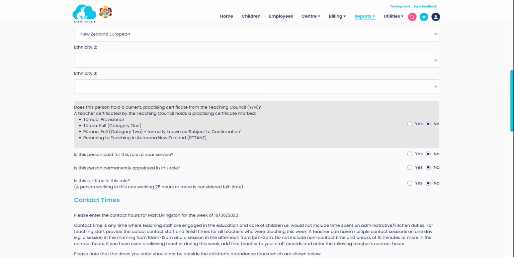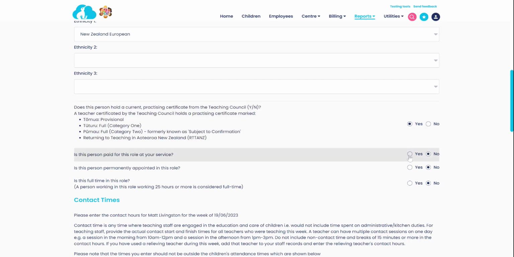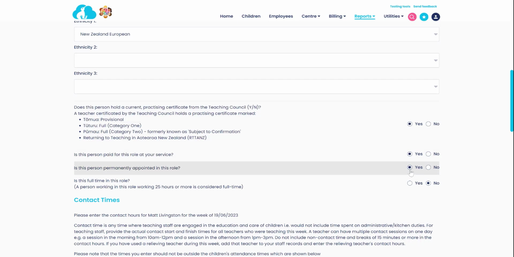We then now need to answer some multi-choice questions. Does this person hold a current practicing certificate from Teaching Council? And it does categorise those. Your answer is yes. Simply click into that with your mouse. Are they paid for this role at your service? Yes. Are they permanently appointed?